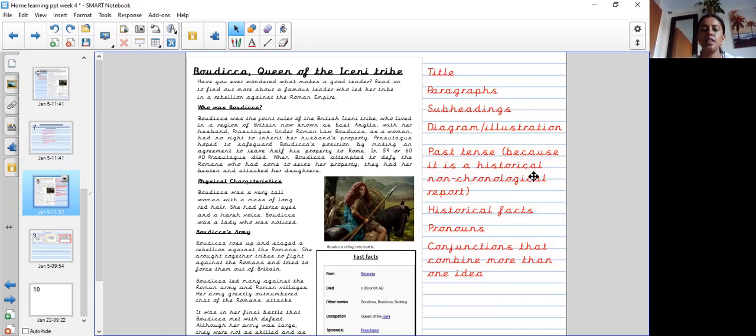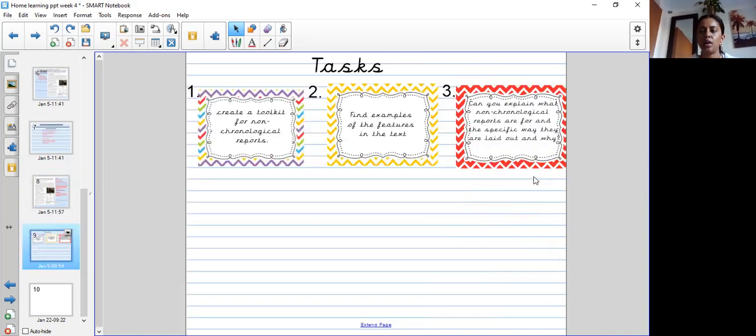So let's see what your activities are for today's lesson. So starting off the week nice and fresh, your first activity for today is to create a toolkit for non-chronological reports. Find examples of the features in the text, and finally, can you explain what non-chronological reports are for and why they are laid out in a specific way? So those are your three activities for today.